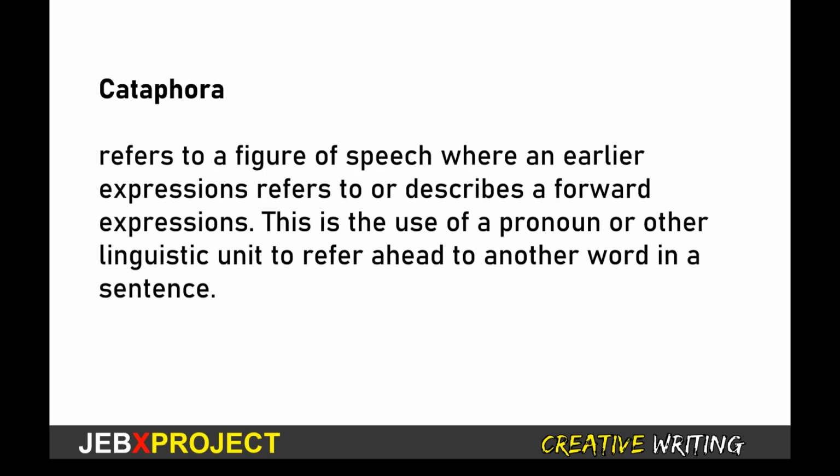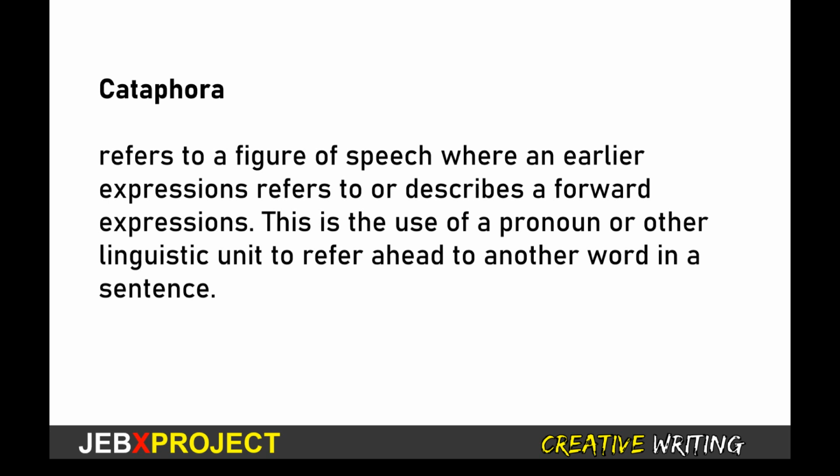Next, we have cataphora. So this refers to a figure of speech where an earlier expression refers to or describes a forward expression. This is the use of pronoun or other linguistic unit to refer ahead to another word in a sentence. So take note, cataphora is the usage of a pronoun before the name itself. So pronoun, guys, we have he, they, she, it, and so on. So those are examples of pronoun nga ginagamit sa cataphora.